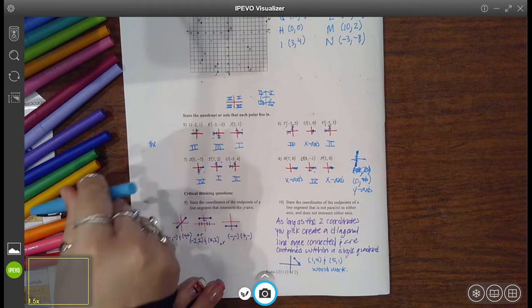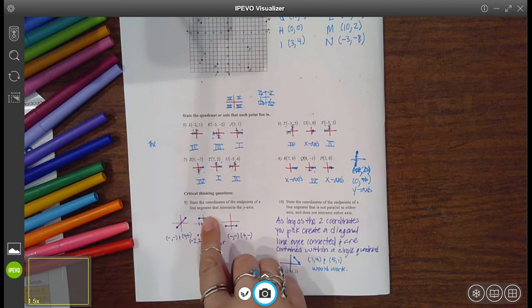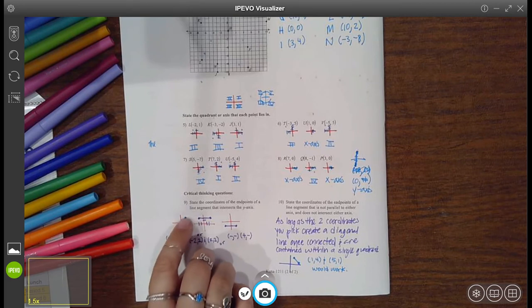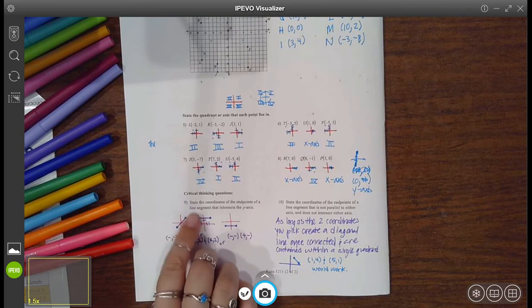Okay, and then you wouldn't get any of these types of questions unless maybe SBAC. If they wanted to state the coordinate of the endpoints of a line segment, that just means it has an endpoint on either end. That's a line segment. A line goes in either direction, so it has arrows at the end. But a segment means it has 2 endpoints.